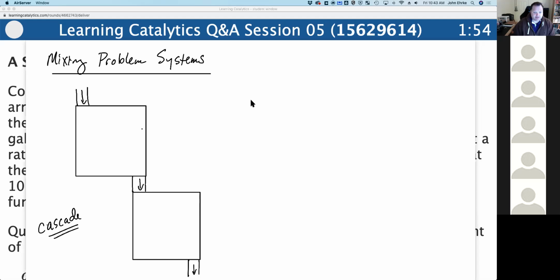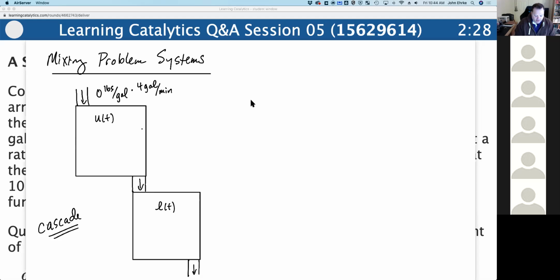So we've got two tanks. We've got this tank at the top that we'll call the upper tank. U of T is the amount of salt in the upper tank. And we have L of T, which is the amount of salt in the lower tank. We're told that pure water flows into the upper tank at a rate of 4 gallons per minute. So pure water would be 0 pounds per gallon of salt, flowing in at a rate of 4 gallons per minute.